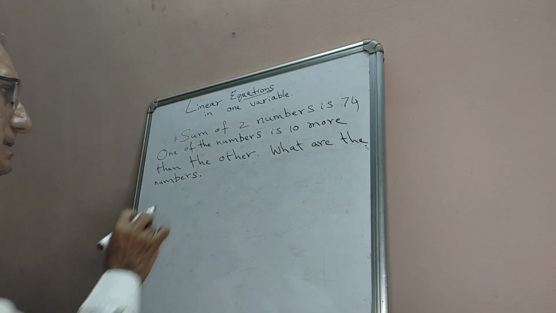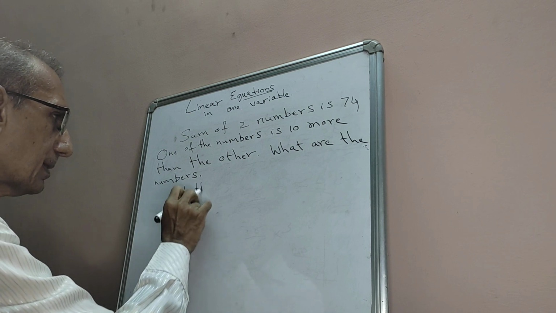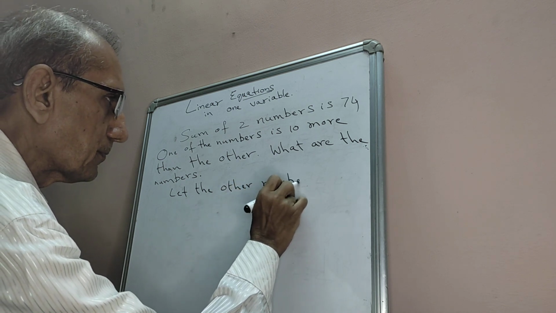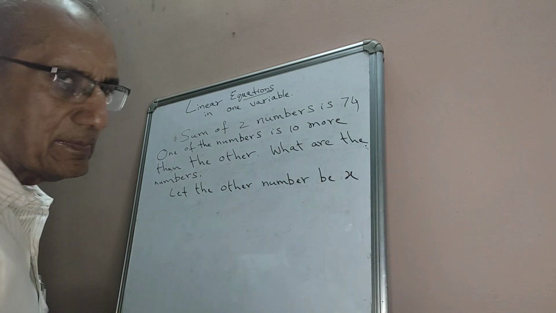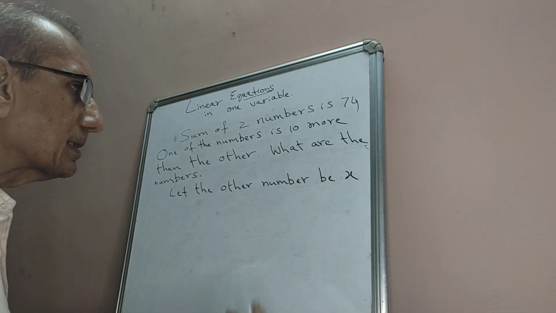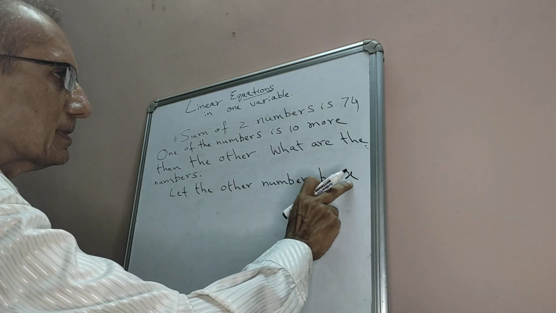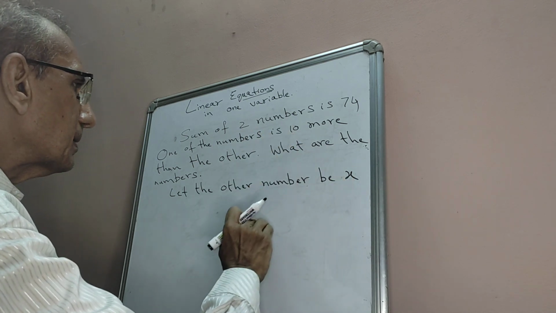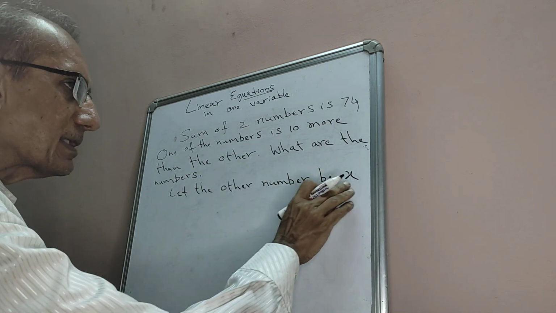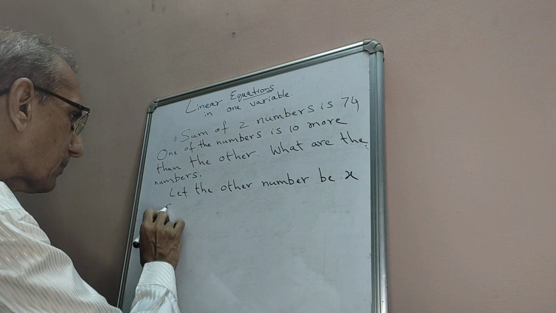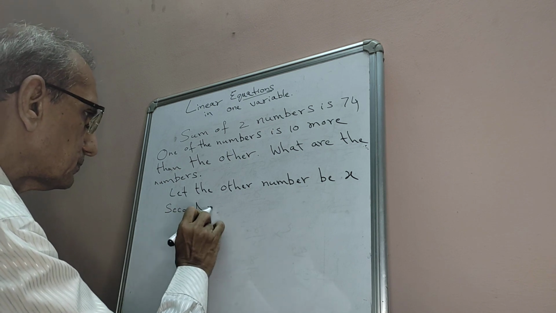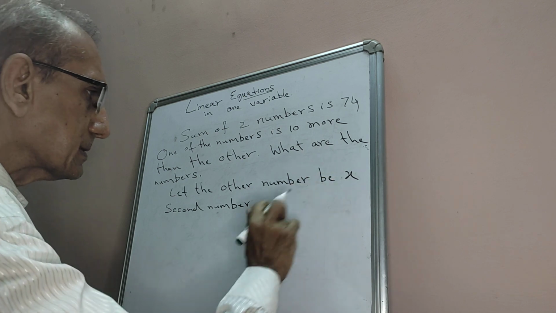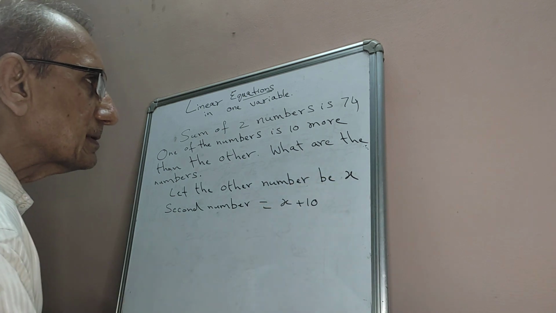So that means let the other number be, we'll take some variable x or y or whatever it is. So x, we don't know the value of x, we are trying to find out. So he says one of the numbers is 10 more than the other. Okay, so let the one number be x. So the second number would be 10 more than this, x plus 10. Correct?